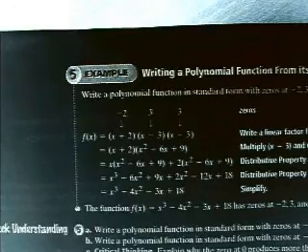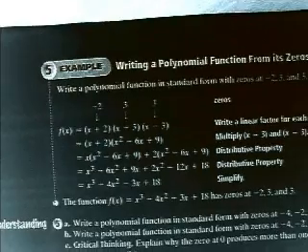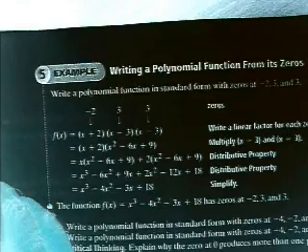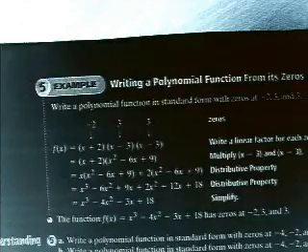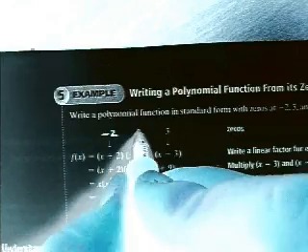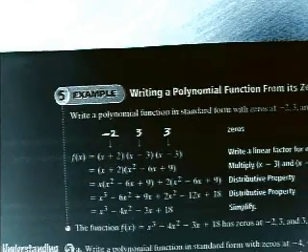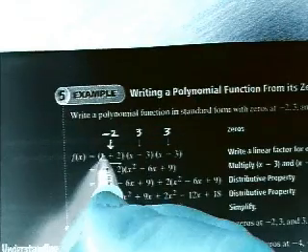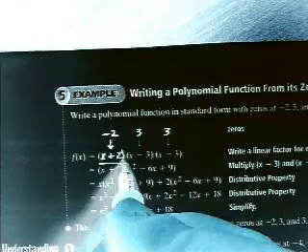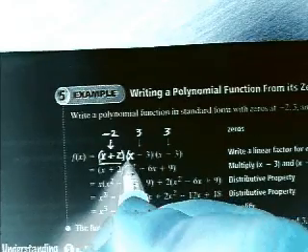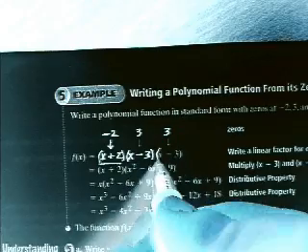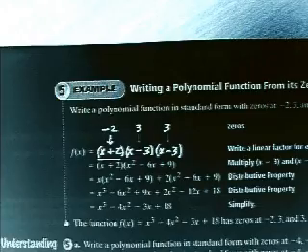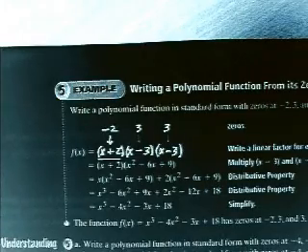In example 5, it says write a polynomial function from its zeros. So they give me 3 different zeros. They give me -2, 3, and 3. So, -2 gives me a factor of x plus 2, and 3 gives me a factor of x minus 3, and I got another one of those x minus 3's. What do you think I'm going to do? Yes, I'm going to FOIL or box it.